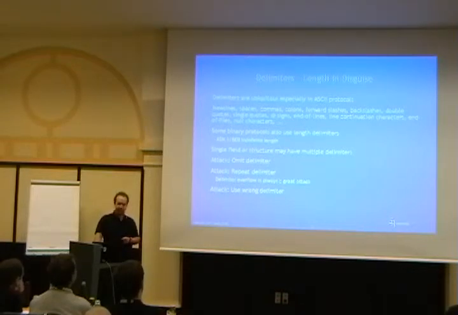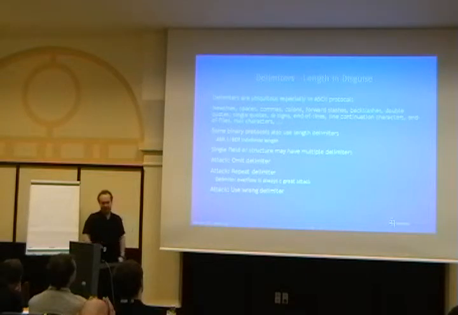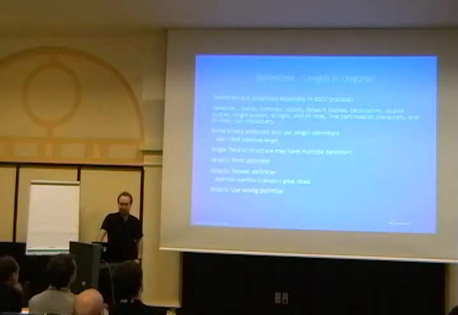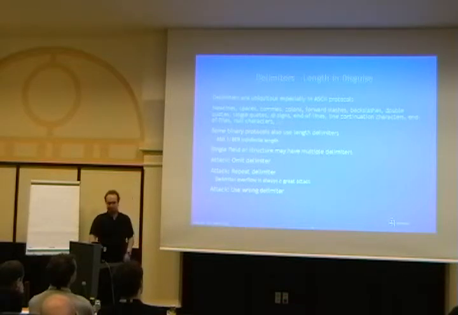Some binary protocols also use length delimiters. ASN.1, which is a bad idea in general terms, uses this kind of indefinite length delimiter. You might have a single field or structure that has multiple different delimiters. So let's say URIs, for instance, they have various kinds of special characters that can be considered delimiters, and you can always try to break them.